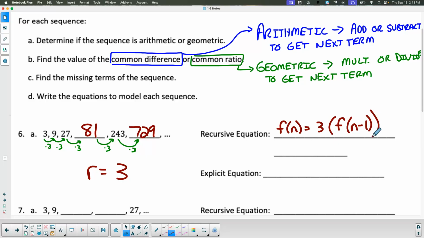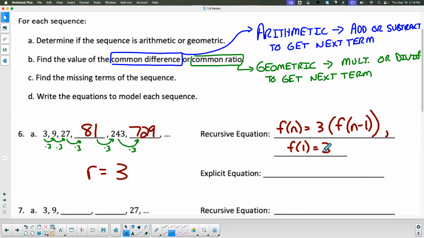Then we need something else. F of 1 equals 3, or f of 2 equals 9, or f of 3 equals 27, or f of 4 equals 81, or f of 5 equals 243, or f of 6 equals 729, or something like that. We need to have those also. Okay? Because we got to know where to start multiplying by 3. Okay?